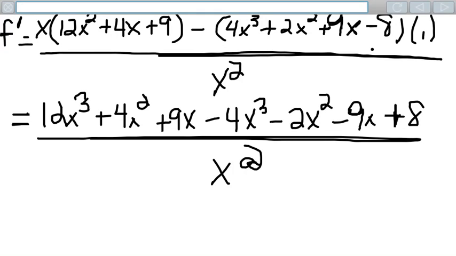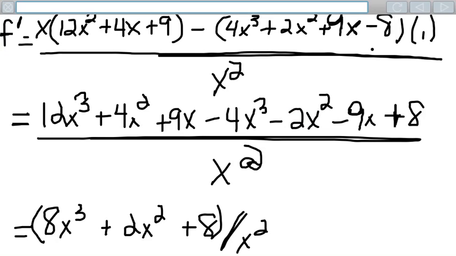So now the only thing left to do is just group up like terms here and see if anything can cancel. So here we go. With the numerator, you got a 12x cubed here, and you got minus 4x cubed, so that gives you 8x cubed. 4x squared minus 2x squared is 2x squared. 9x minus 9x is nothing. There's no regular x's. And then lastly, you got a plus 8 right there at the end. And all of it is over x squared.